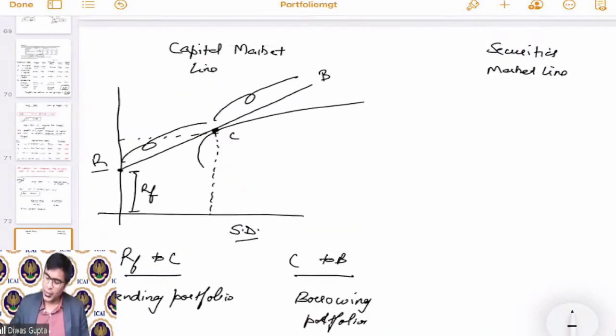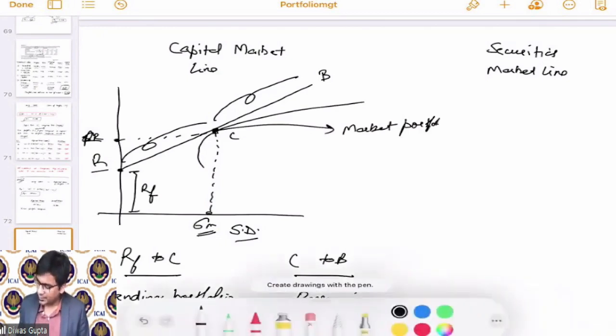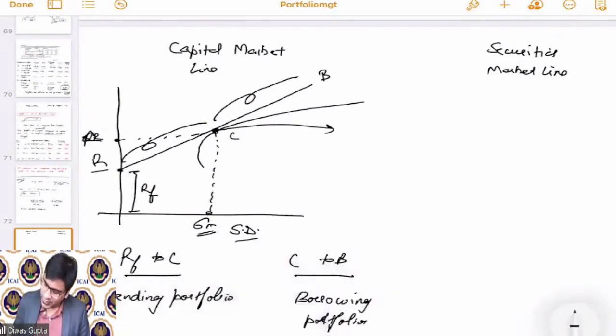Now students, please note that wherever this line touches the efficient frontier, this is always the market standard deviation. The point here will always be the market standard deviation and this will be the market return. So, the return on market, I am saying this C is where the market is currently. This is the market portfolio. The entire market will be here at C. That is because where the RF line touches the frontier, at that point the market is there.